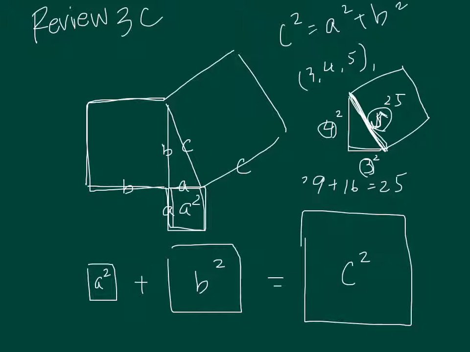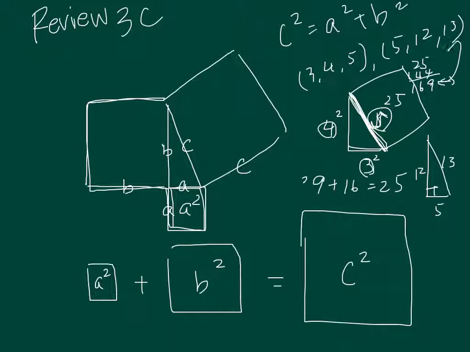Another famous Pythagorean triplet is 5, 12, 13. Because if you have 5, 12, and 13, that's going to work, because 5 squared is 25, 25 plus 144 is 169, and if you take the square root of that, then you get 13. These combinations of numbers are called Pythagorean triplets, and we have many Pythagorean triplets.